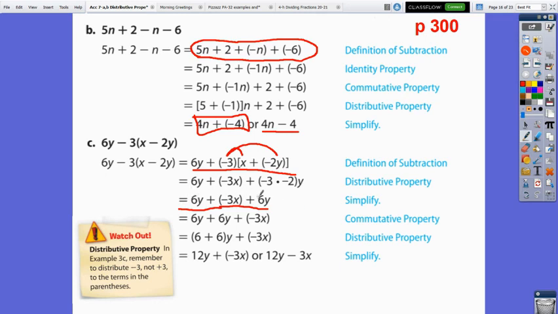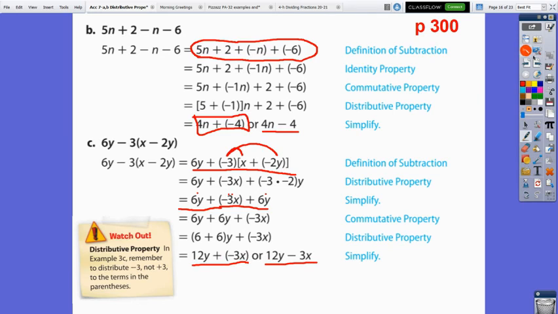Now you can look for like terms. There's a 6y and a 6y, and then a -3x. So the y's combined together to give me 12y. 12y plus -3x, or rewrite this plus a negative as subtraction, 12y minus 3x.